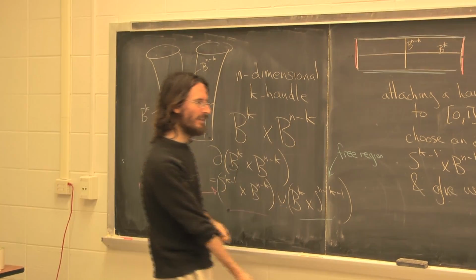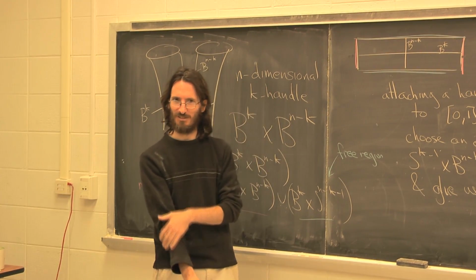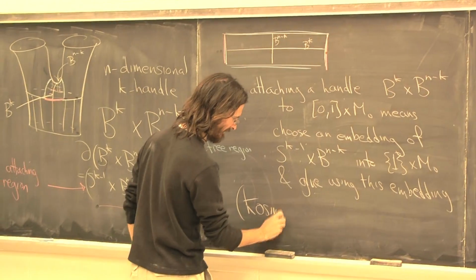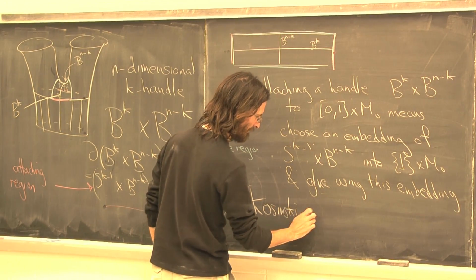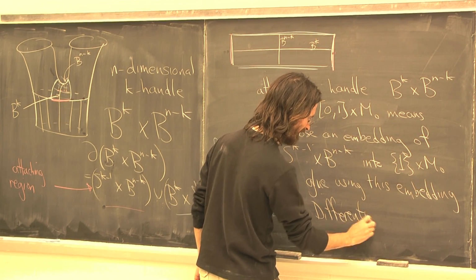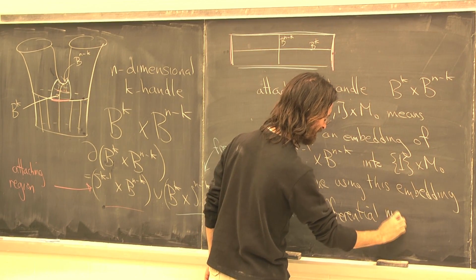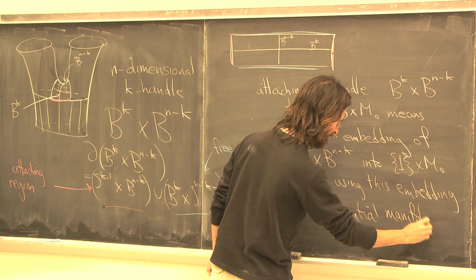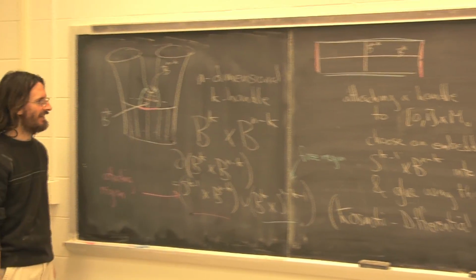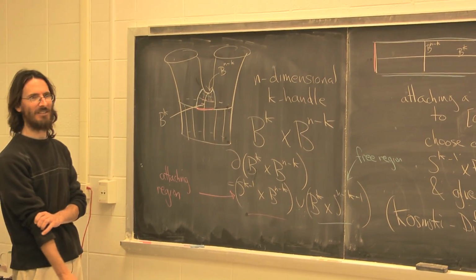If you're bothered by those details, I would recommend this book by Kosinski, called Differential Manifolds, which does discuss carefully what it means to glue manifolds together along boundaries or parts of their boundary and so on. And that has some of the technical details.